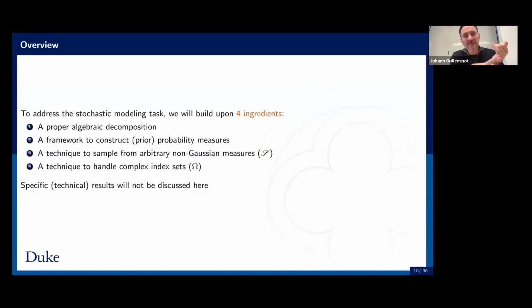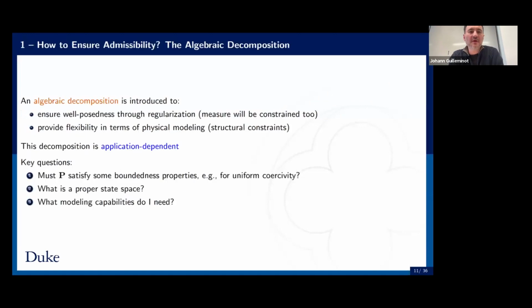We will need to introduce something that I call an algebraic decomposition, and I will clarify what I mean by this. We need to have a sound way to build probability measures. We need to have a way to sample fields on a complex geometry for non-Gaussian measures. Again, I'm not going to discuss in detail, but just give you those examples, and then I will apply this to the case of soft tissues, human arteries.